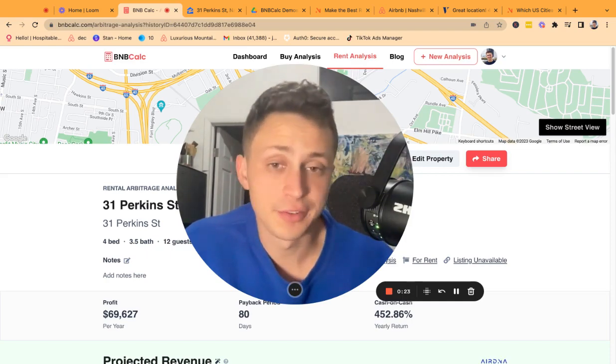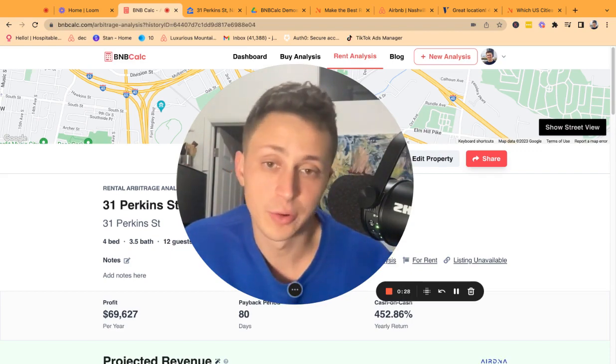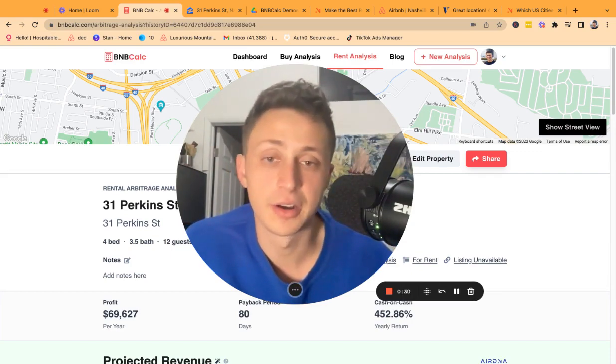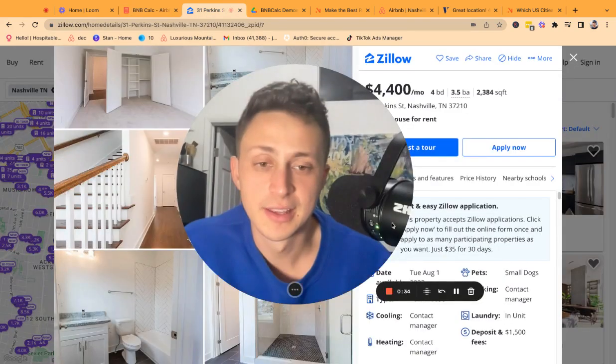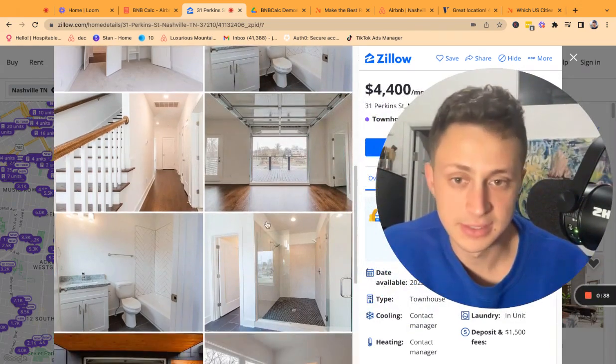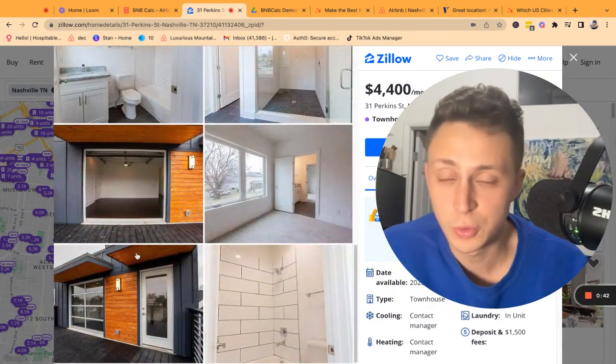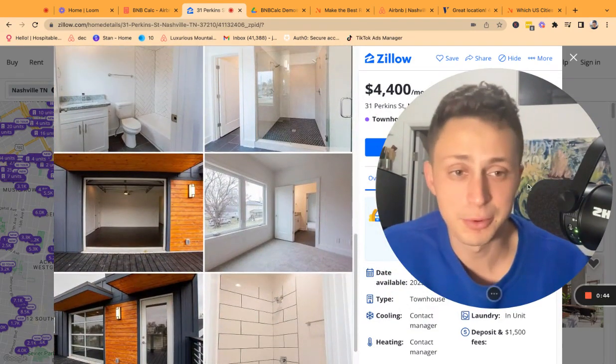I do a variety of different Airbnb strategies, including arbitrage, where I rent from a landlord and then furnish it and sublet it on Airbnb. So I pulled up an example property here in Nashville. Thought it looked cool. This whole garage deck situation is pretty cool, unique. We could make this property look awesome.